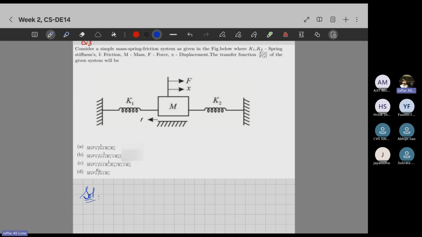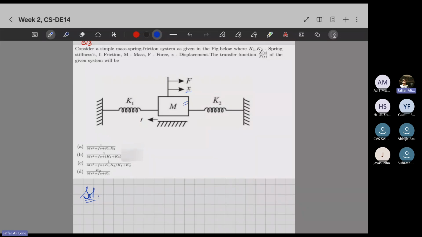So you have a simple mass spring friction system as given in the figure, where K1, K2 are spring stiffness, f is the friction, M is the mass, F is the force, X is the displacement. Basically, you have this mass M, you are applying a force F on this mass, so this mass will be displaced by a distance of X. Then what will happen?